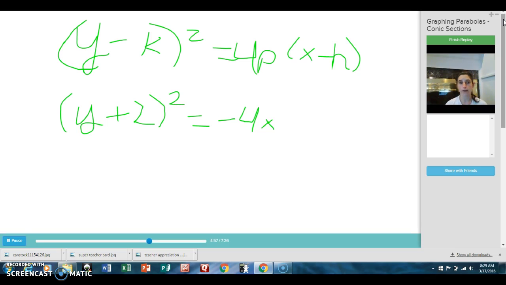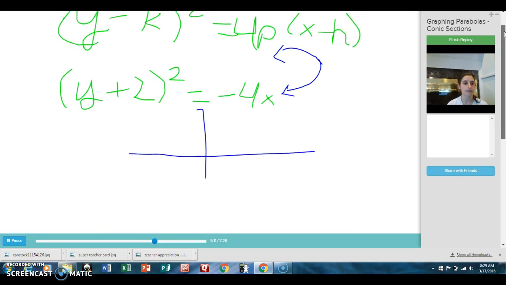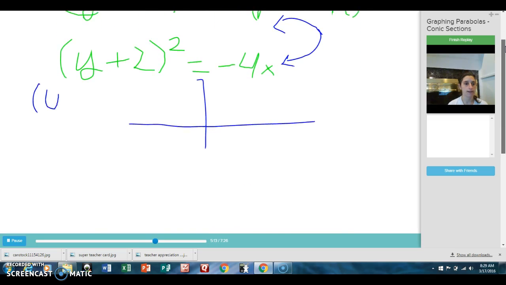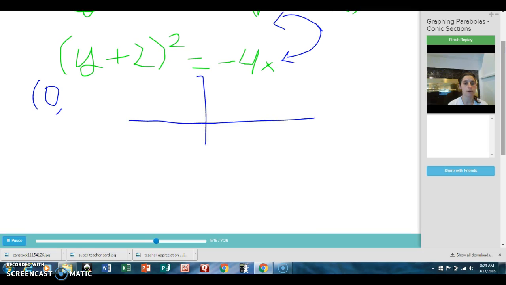All right, so like I said before, the first thing that you're going to want to do is identify which way it's opening. Because it's y squared and we have a negative in front of the 4p, this thing is going to open towards the left, like that. So let's draw ourselves a coordinate plane, and let's identify the vertex. The vertex here is going to be 0, -2. Even though the y is the term that's squared, we still write the x-coordinate first. So 0, -2 is going to be down here. That's my vertex right there.